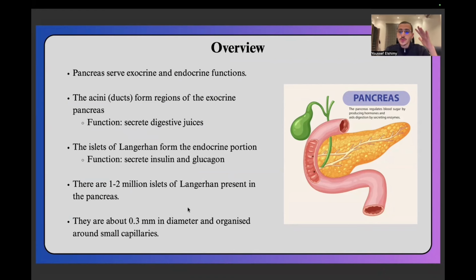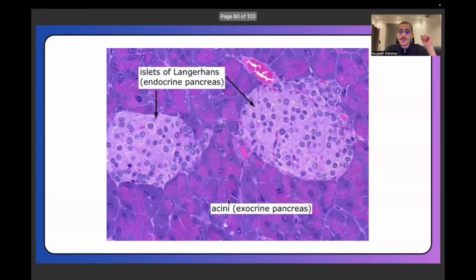There are 1 to 2 million islets of Langerhans present in the pancreas, and they contain cells that produce insulin, glucagon, as well as somatostatin. Okay, so let's have a look at the histology of the pancreas. As you can see, here is the exocrine part, which is composed of acinae that secrete pancreatic juices. Then you have the endocrine part of the pancreas, which are basically islets of Langerhans. And these islets contain cells that produce insulin, glucagon, as well as somatostatin.